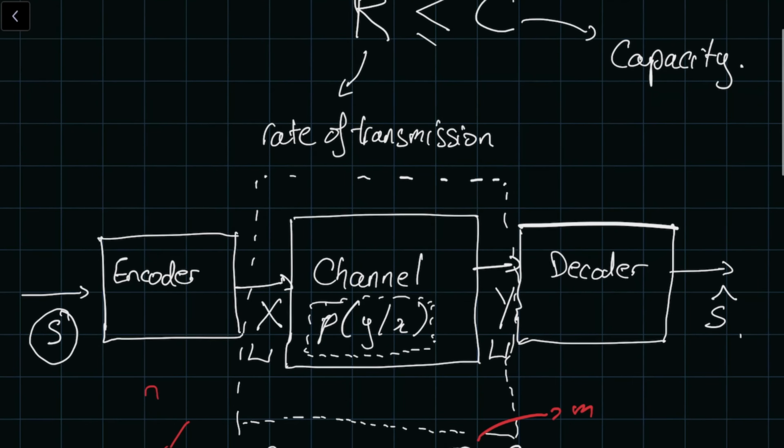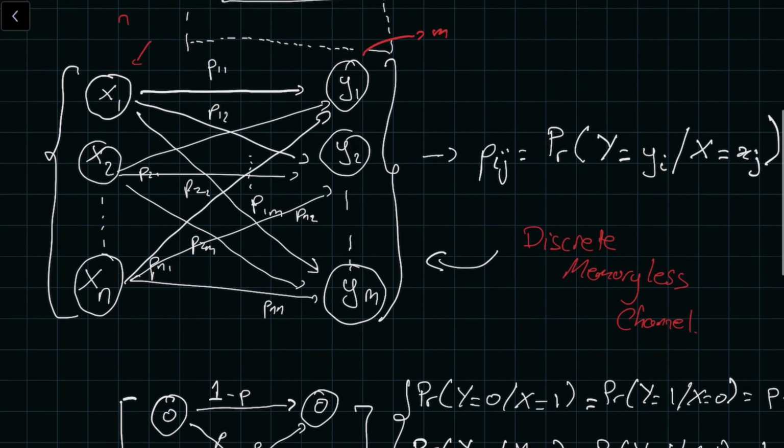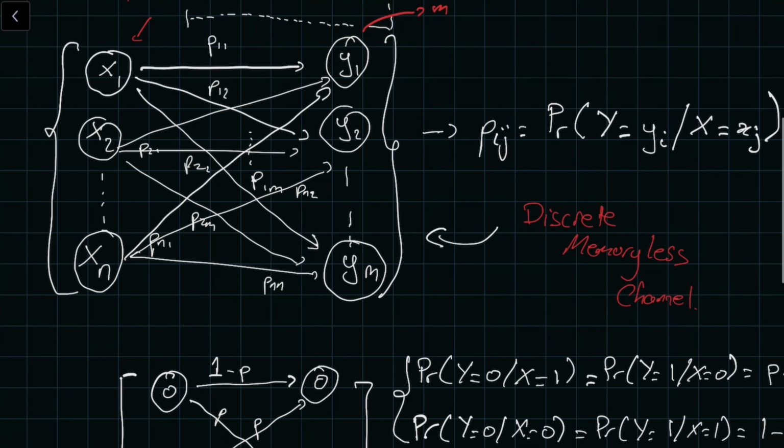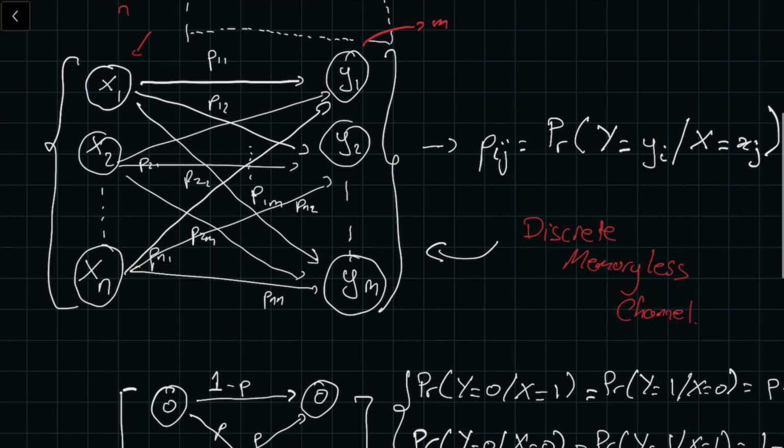Memoryless because when I perform this transmission at time t, I transmit s, I receive s hat, or I transmit x and I receive y. This transmission doesn't depend on time t plus 1, whereas in reality we have cases that do. So for simplicity, we have this discrete memoryless channel. I say for simplicity, but of course it's not simple.